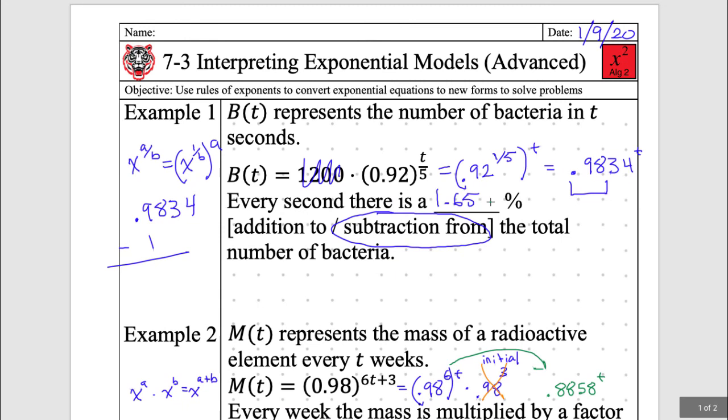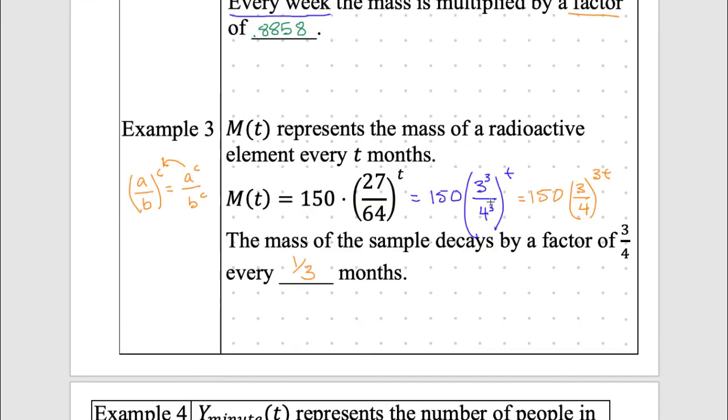How well can you use rules of exponents to convert exponential equations to new forms in order to solve problems? 4, 3, 3, 3, 3, 2, 3, 5, 2, 3, 3, 3, and 3. All right. So those numbers will eventually get higher and higher. Can you go back down?